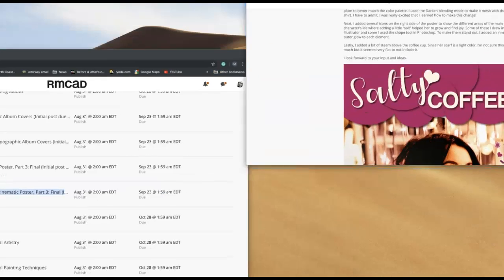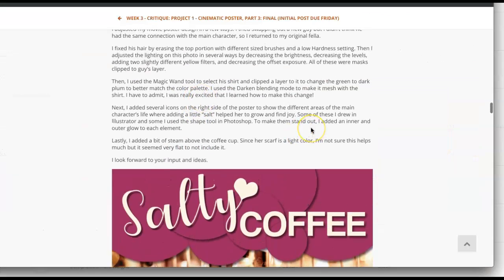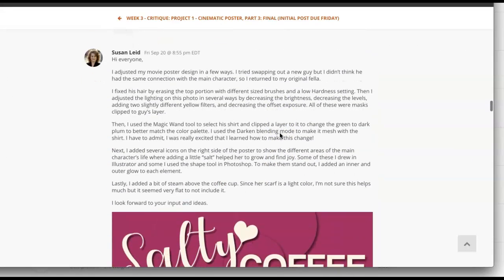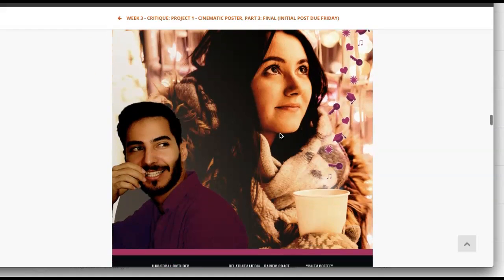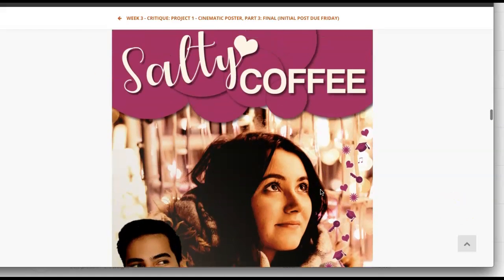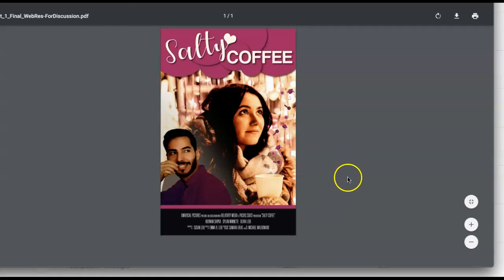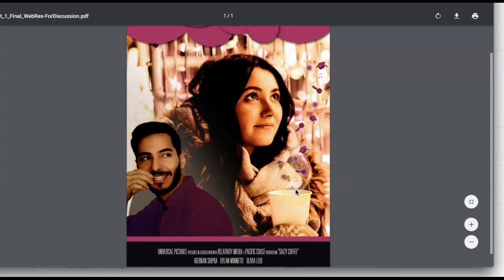I think that's all I really had, except the little icons. I want to talk about those. A bit of steam above the coffee cup. Yep. There are just two areas in the piece that I want to ask about, and I've got the piece up right here. So let's take a look.